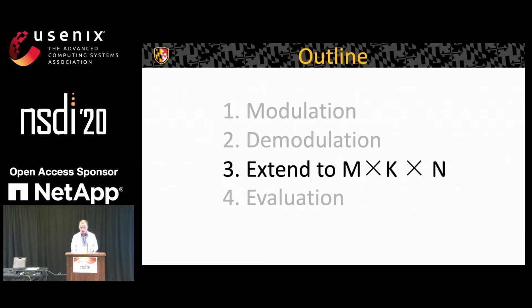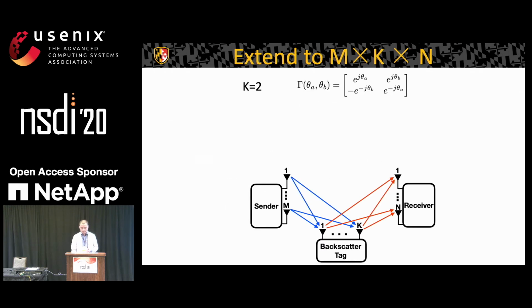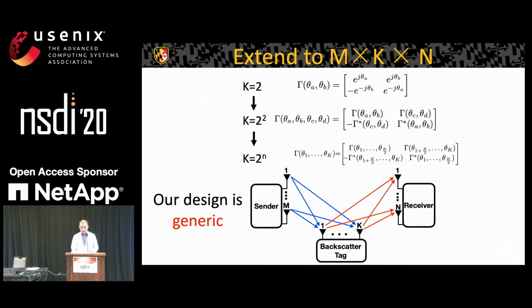Next, we talk about how to extend the MIMO backscatter configuration to n by k by n configuration. We already showed the coding matrix with 2 antennas. For the backscatter with 4 antennas, each element in the coding matrix can be represented by using the coding matrix with 2 antennas. If we iterate the above procedure, we can get the coding matrix with k antennas. Therefore, our design is generic.